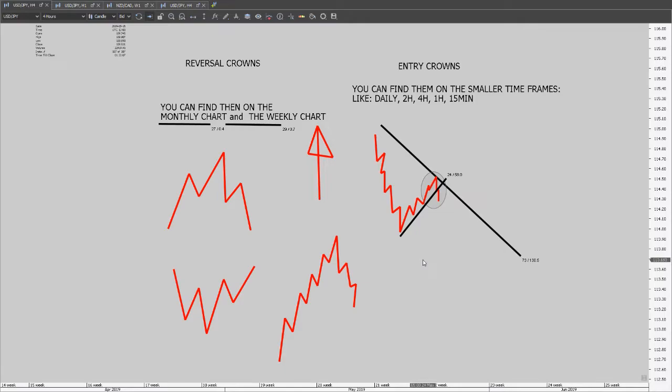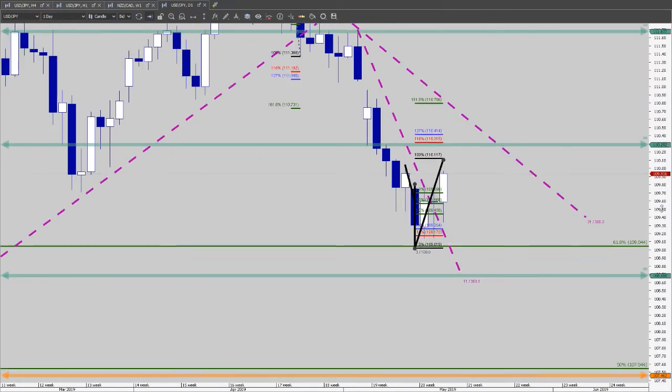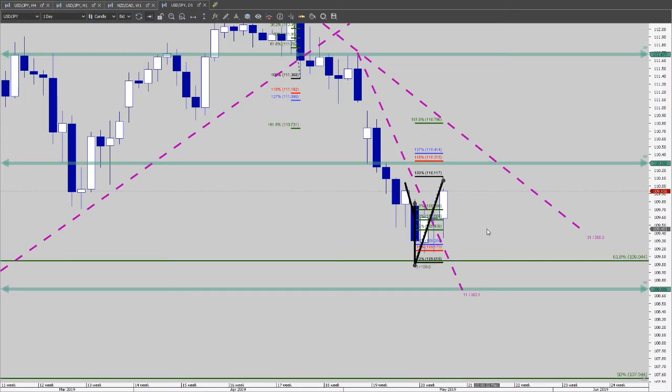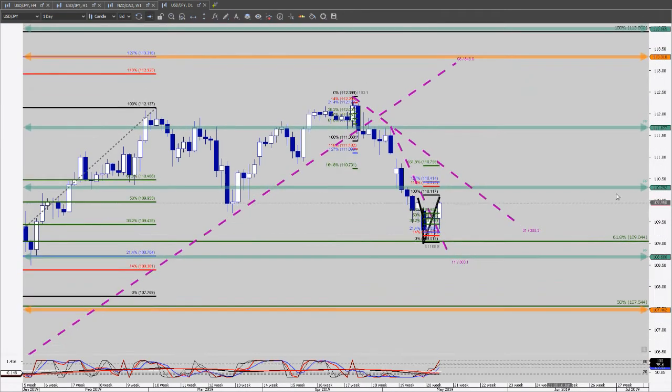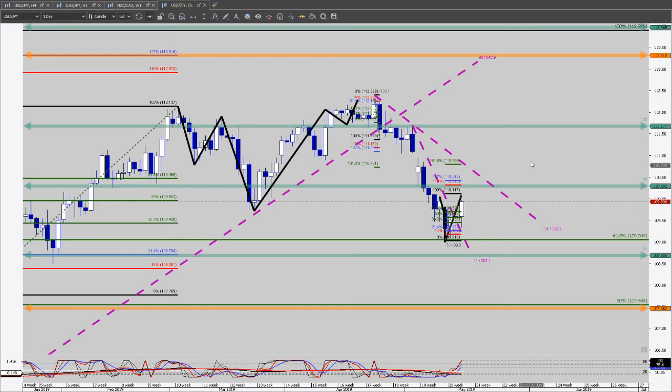And remember, reversal crowns, monthly chart and the weekly chart. So on the JPY, the daily chart is going to be the entry crown, right? If you want. Okay, where was the first crown? Well, the first crown was here. It didn't work so well because almost immediately the market reversed, but we were at the pivot point, so this reversal was also predictable, right?